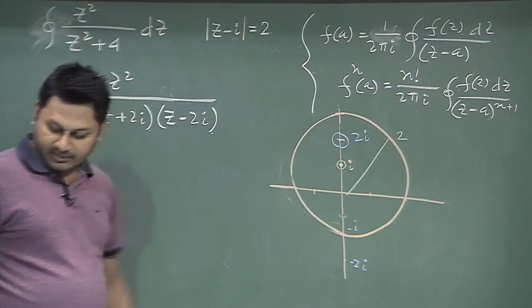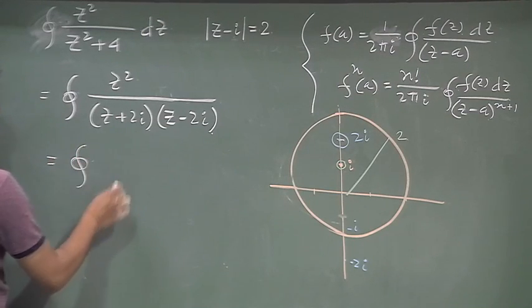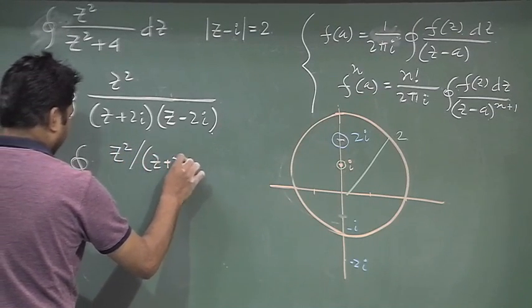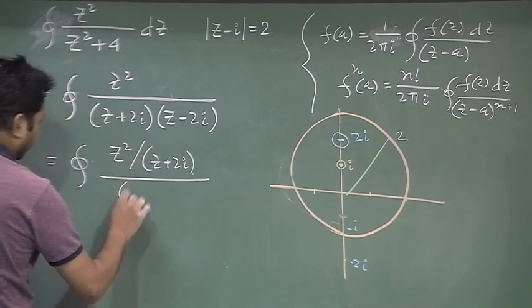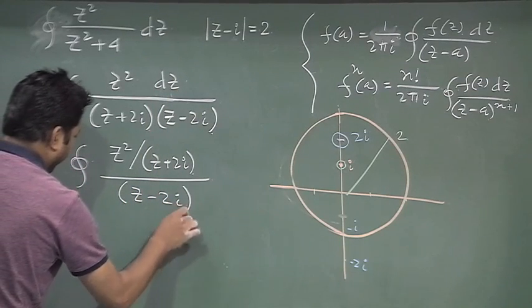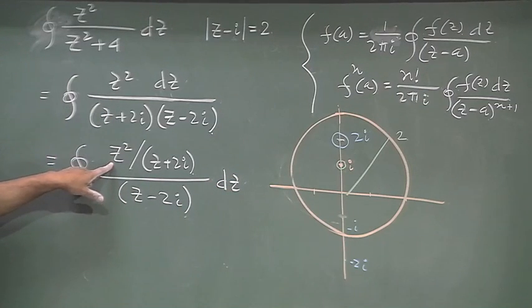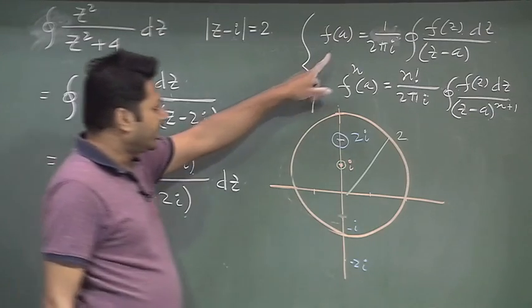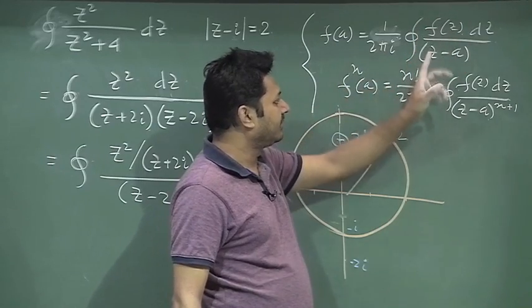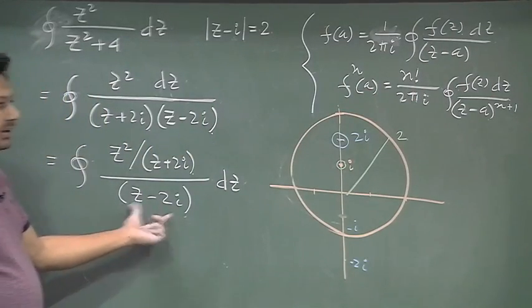So, that means I need to rewrite this function in a slightly modified way. So, z square divided by z plus 2i, whole divided by z minus 2i, dz, then I have the form. So, now this f(z) is analytic. Here, if you remember, I mentioned that my f(z) has to be analytic; the total function may not be analytic, because some singularity will be sitting here. Here I am writing the functional form in this way.